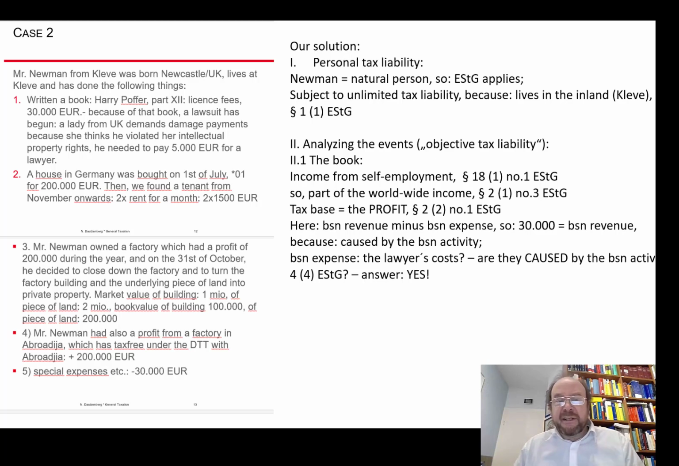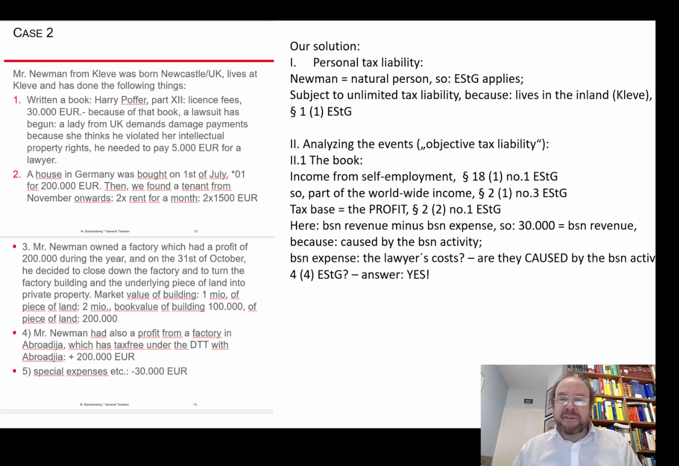And we can offset against this business expenses. That brings up the question if the lawyer's costs are business expenses. A business expense is expense that is caused by business. Does paying a lawyer make us poorer? Yes, the money is gone. And is it caused by the business activities? Yes, without writing the book, we would have no lawsuit to stand. So the answer is yes.